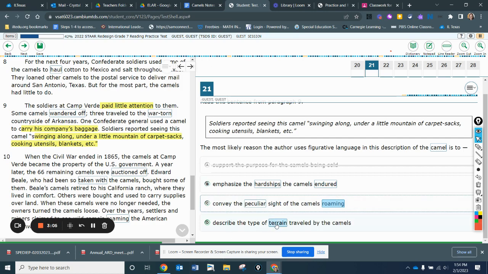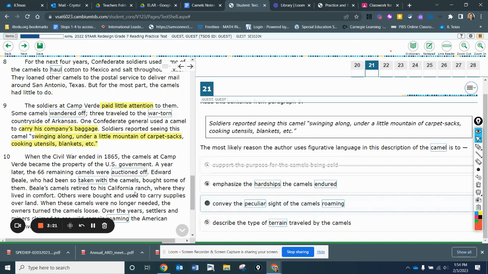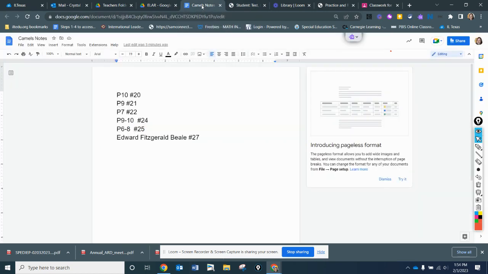Describe the type of terrain, the type of ground traveled by the camels. Well, obviously not. They're not even describing it in that. This one's really easy if you simply pay close attention to what it says. The obvious answer is C. Okay, so let's go on to, oh, I remember I have a 9 and 10 question on there.